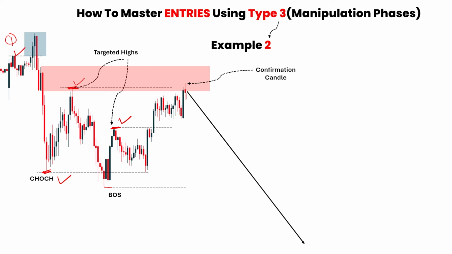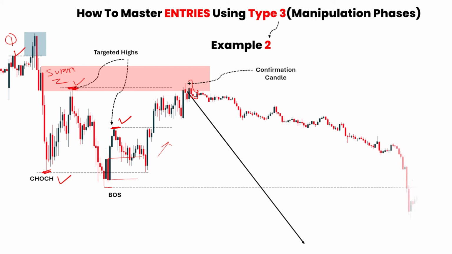After price has broken this low, you can still enter around this area to target this high here, because we have this demand, we have this supply zone here, and then we have this confirmation candle. Would you enter or wait? I don't know. Let's see what happened. You can see that the market shoot low.